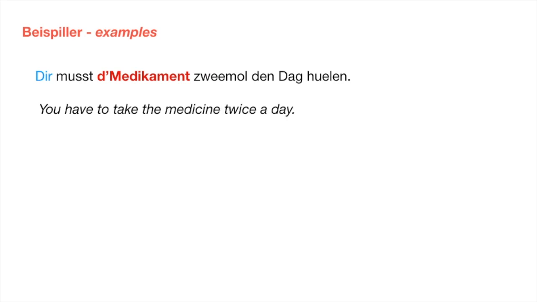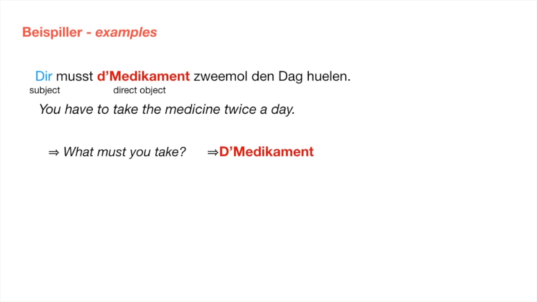Du muss d'Medikament zweemol den Dag huelen. You have to take the medicine twice a day. Now here we have the subject du, because du is the person active in the sentence. Okay? And then to find out if there is a direct object, you have to ask the question, wat muss du huelen? So what must you take? Well, t Medikament. Okay, so t Medikament is the direct object and du is the subject of the sentence. Therefore, we are here in the accusative case.